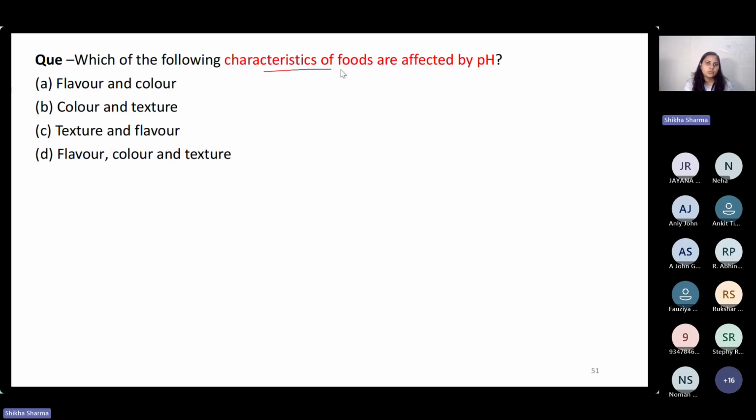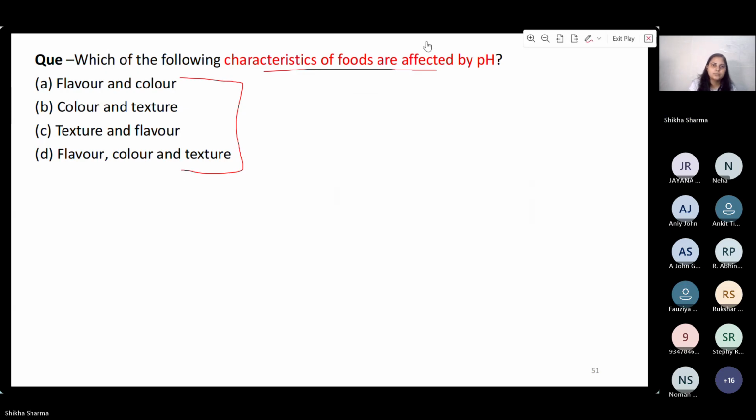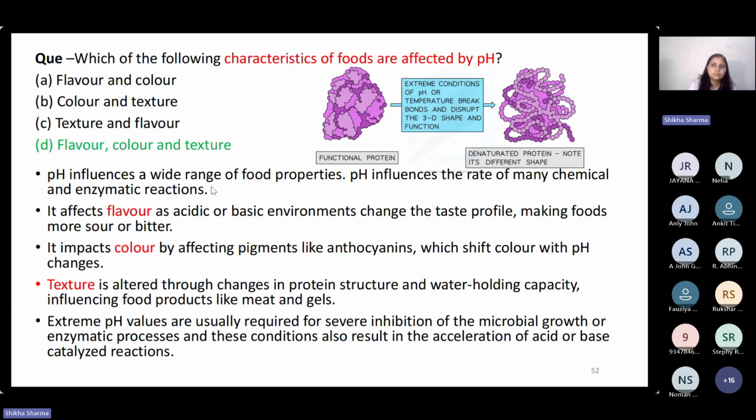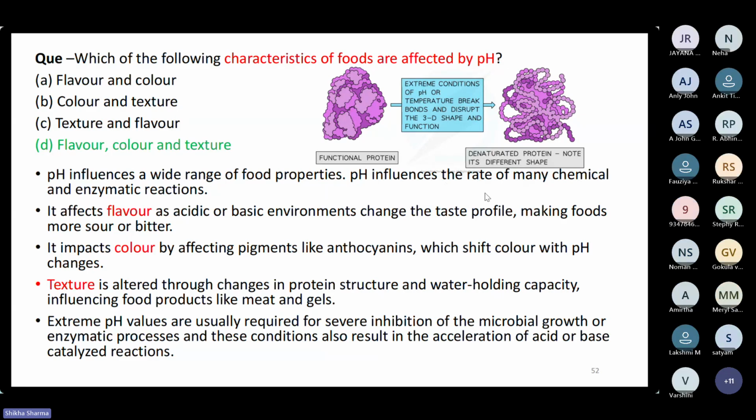So which of the following characteristics of food are affected by pH? Flavor and color, color and texture, texture and flavor, and flavor, color, and texture. Anyone who would like to answer this question? D, flavor, color, and texture, which is correct also. So pH basically influences a wide range of the food.